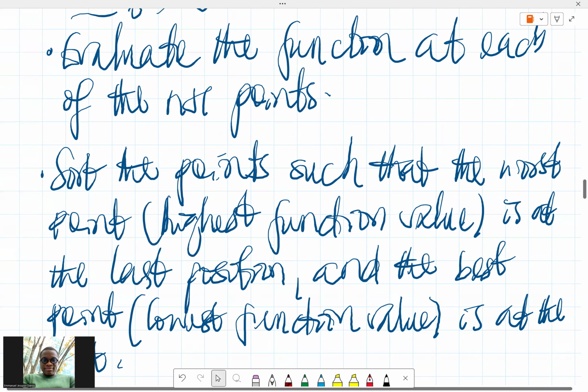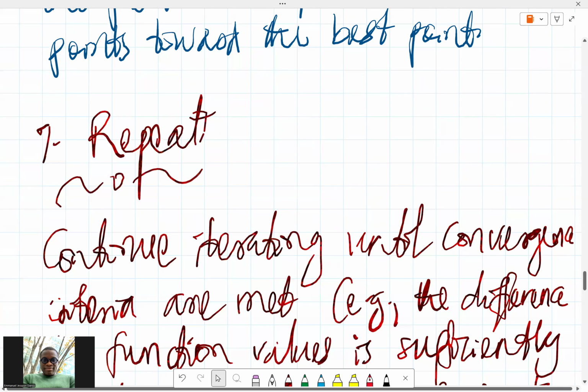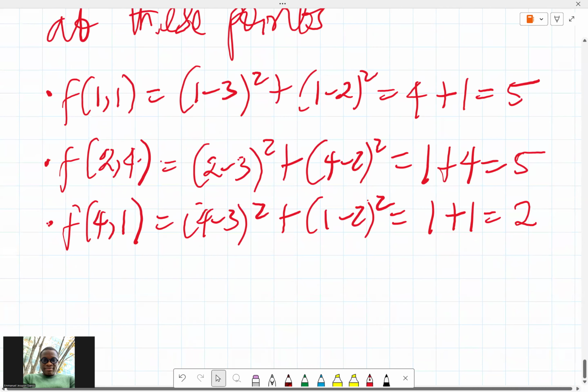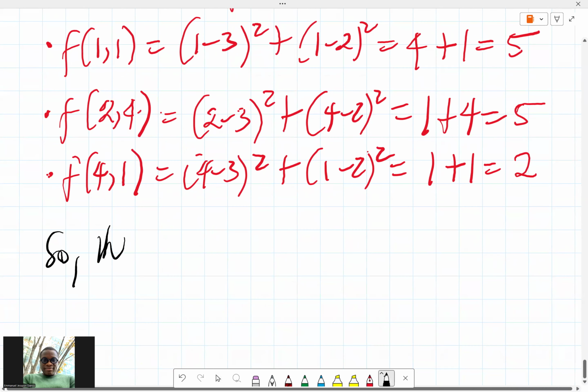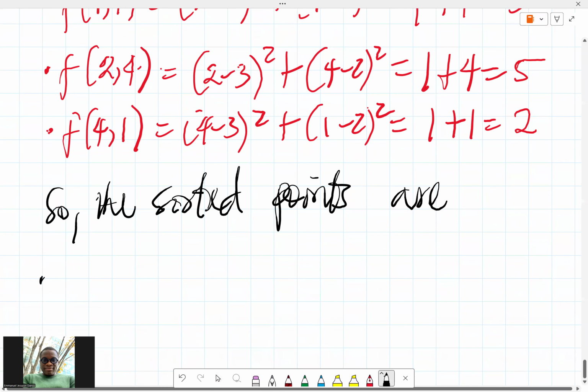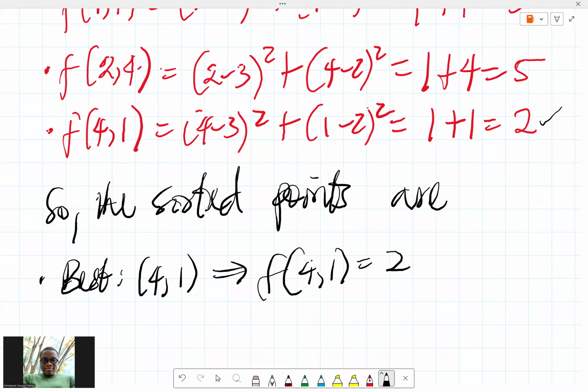So sort the points such that the worst point has the highest function value. Here we have two functions that have the same value. Let's see how we order this. The sorted points are, the best of them is 4, 1, because that gives us the smallest value. So the best is 4, 1, which implies that f of 4, 1 is 2. So that gives us the best value.